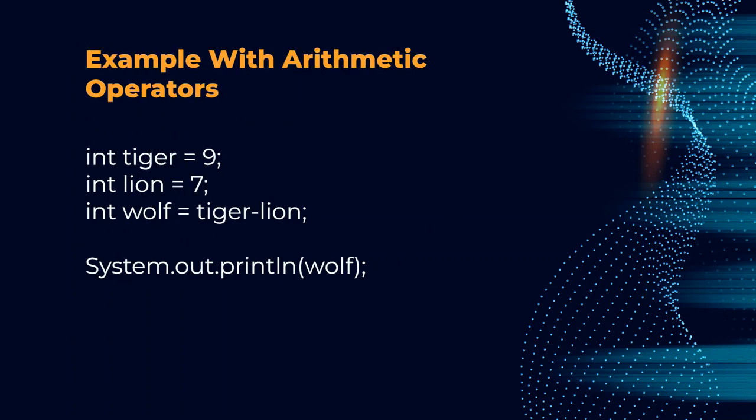So let's look at an example with arithmetic operators. Let me read this to you guys. Int tiger equal to 9, int lion equal to 7, int wolf equal to tiger minus lion, and then we do system.out.println wolf, semicolon. So we're printing out wolf, right? We first have to know what the value of wolf is, so we go to the wolf line. This tells us int wolf equal to tiger minus lion. So we're subtracting tiger minus lion. We have to find the numerical value of both tiger and lion. The numerical value for tiger is 9. The numerical value for lion is 7. So what is 9 minus 7? It's 2, right? Let's double check. Yeah, it's 2.